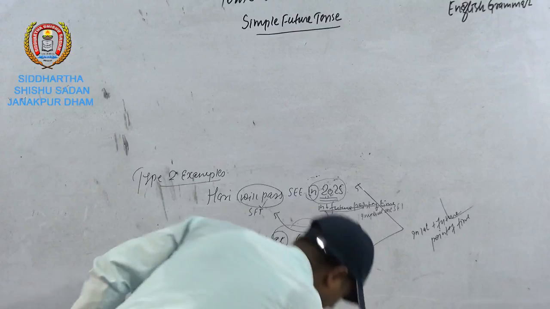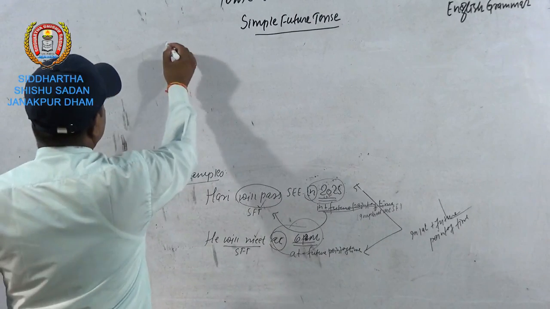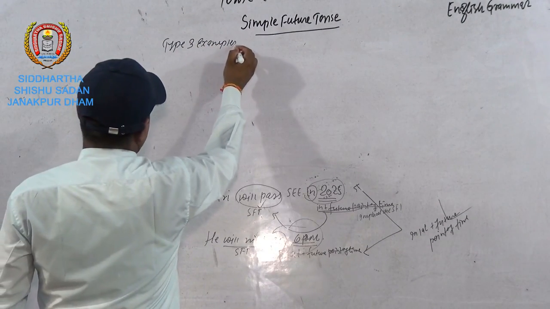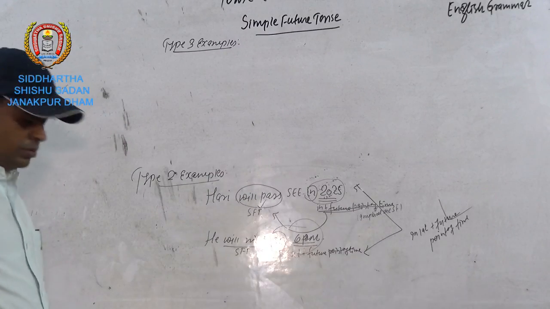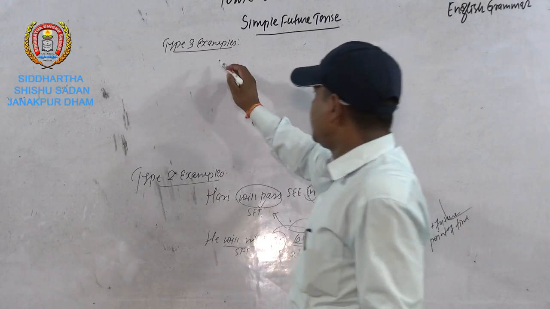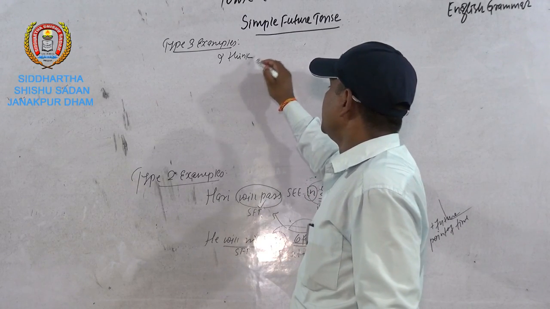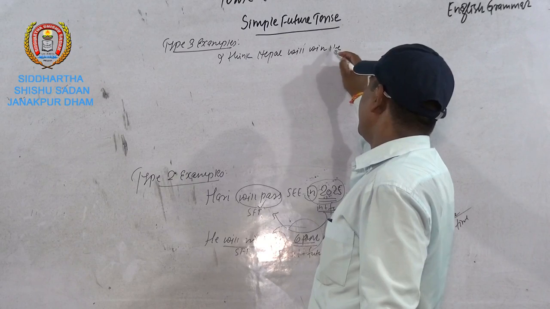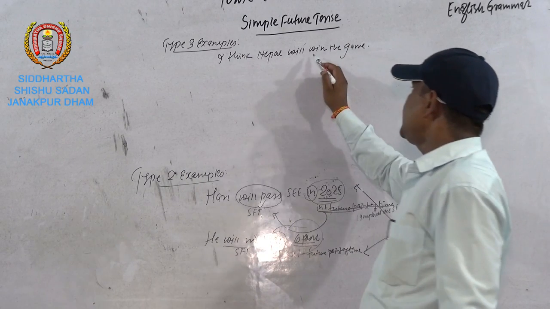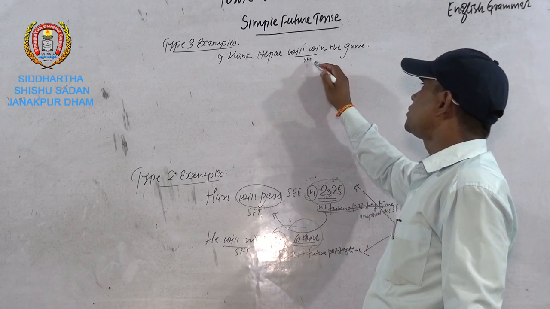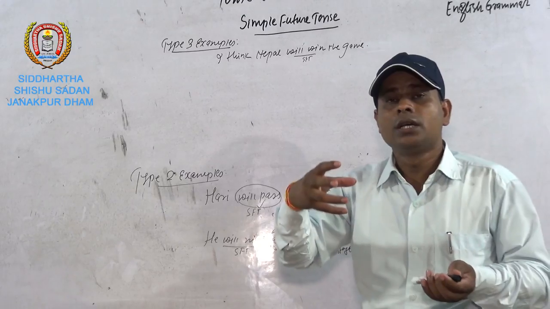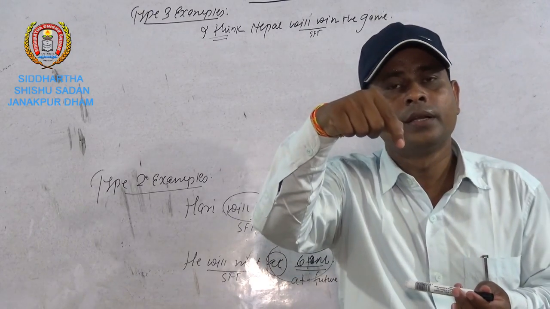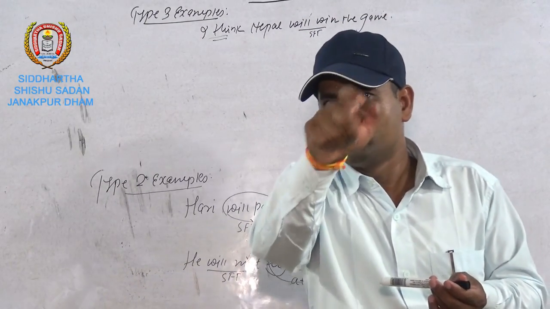Type 3 examples. Okay. Let's see, dear students. I think Nepal will win the game. See here. What's the tense here? Simple future tense. Why? Because we have the words I think here. I'll explain it more later on.